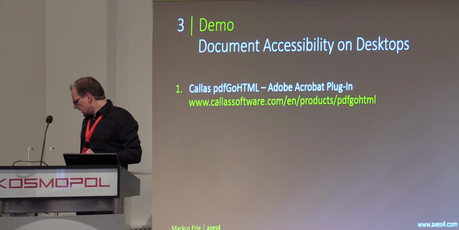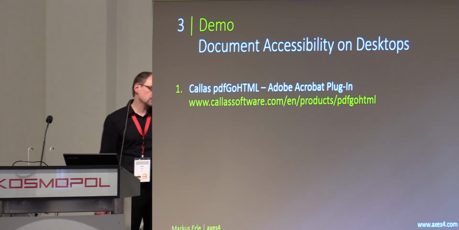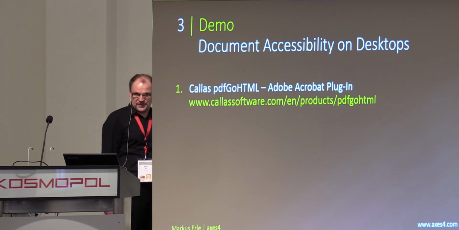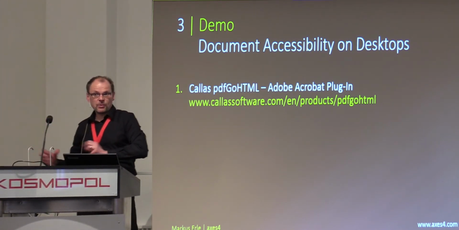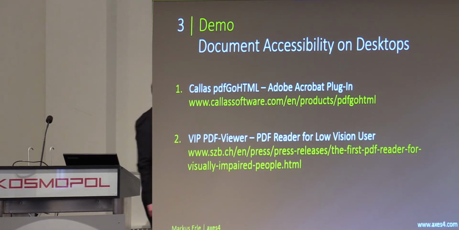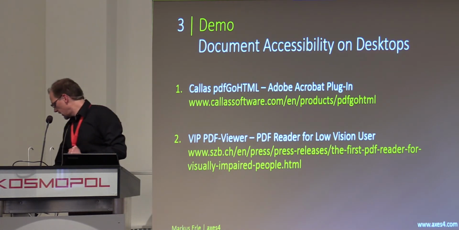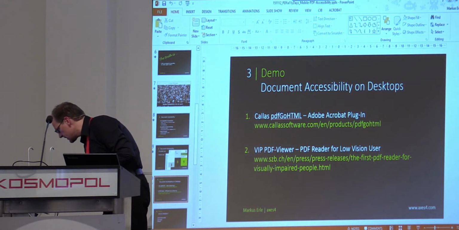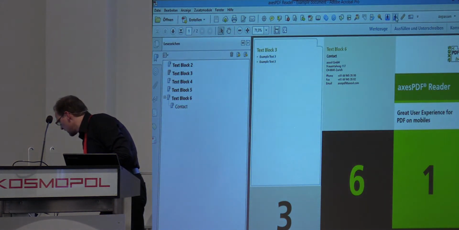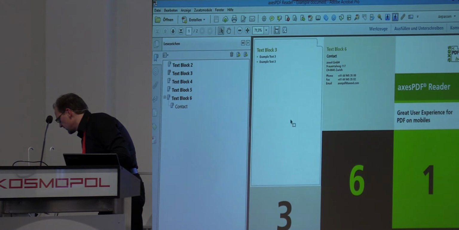So I want to show short examples, this document on desktops, and then I jump to the mobile devices. And I have chosen 2 free tools. Jens has already mentioned it, and I show it to you. The first example, it's an Acrobat plugin, PDF Go HTML. I have opened here my prepared flyer, and I go to the structure view.